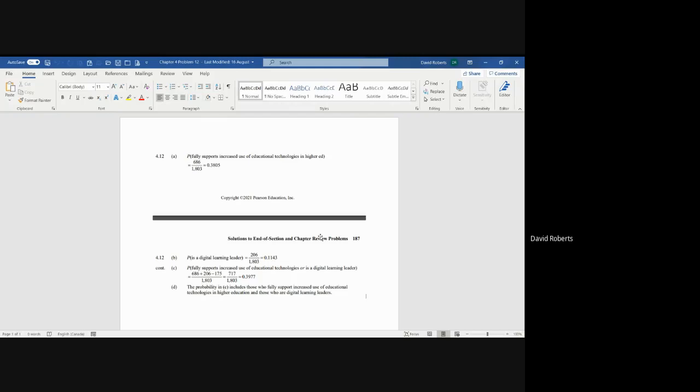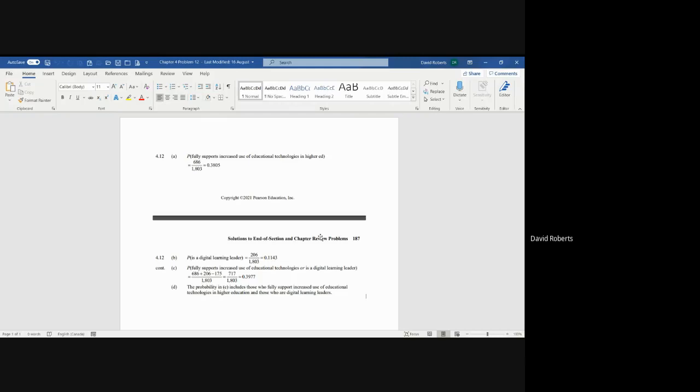B, you're looking for the digital learners. So in this particular case, you take the column that is digital learners, are 206 out of the entire total of 1803, and that works out to be 0.1143, so 11.43%.